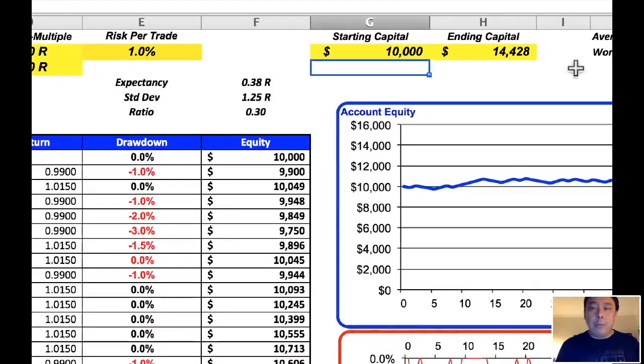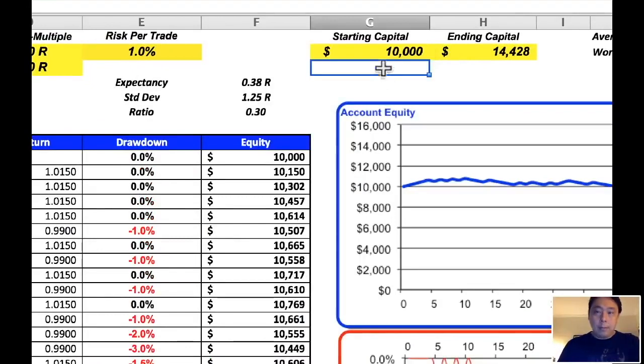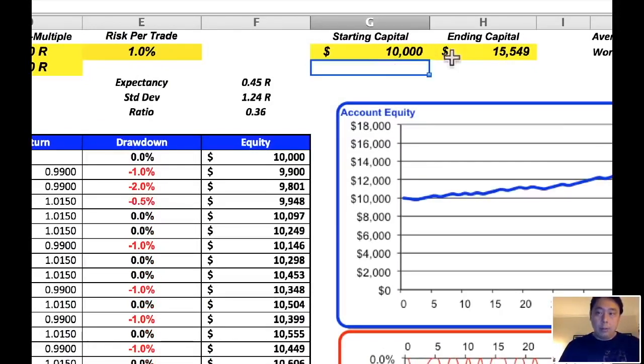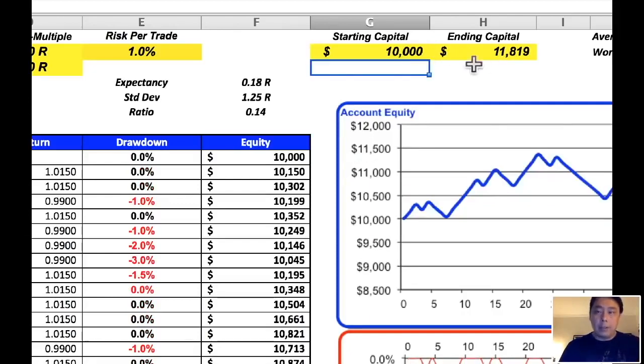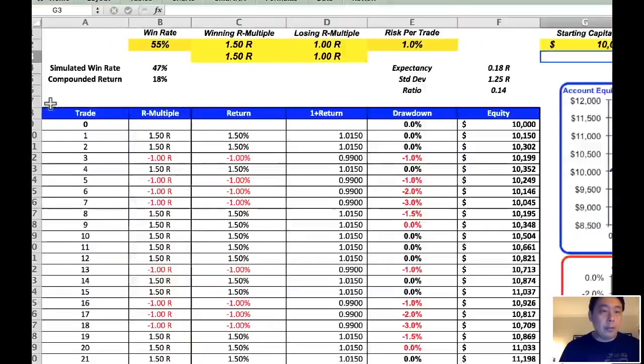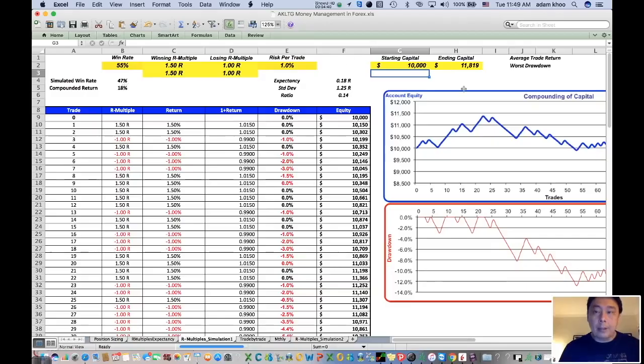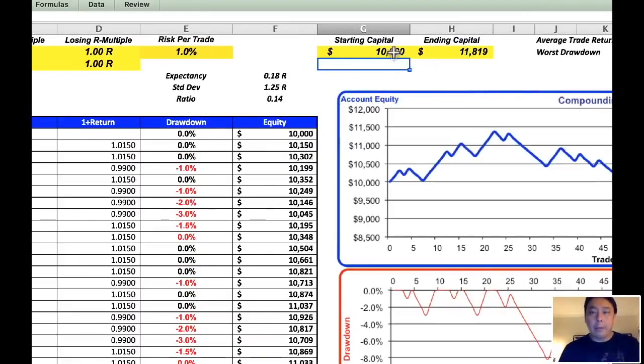Notice every time you put in 10,000, you get a different figure. You will always get a different figure. Why is it always different? Because this keeps changing. Like in this case, the win rate drops to 47%, and hence, you only grow your capital to 11 grand.